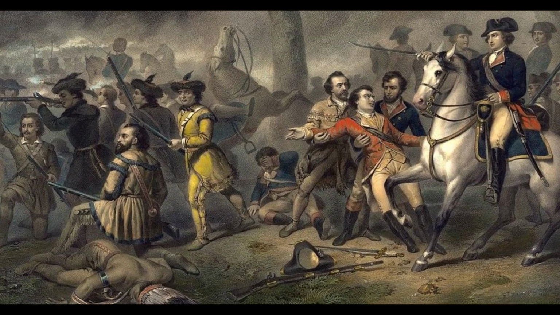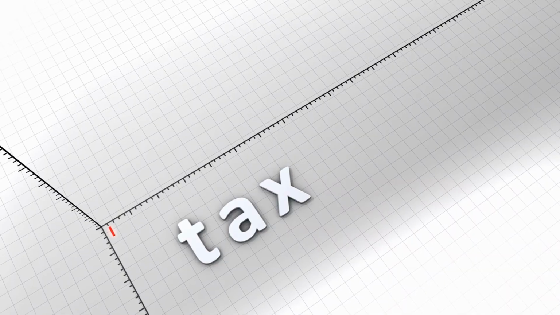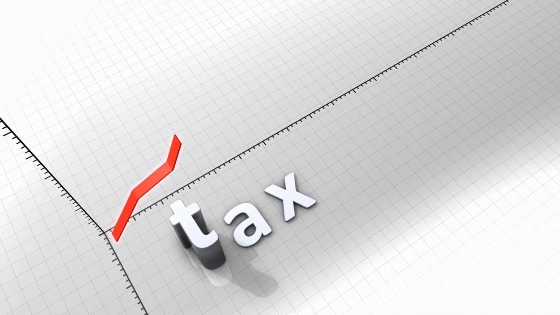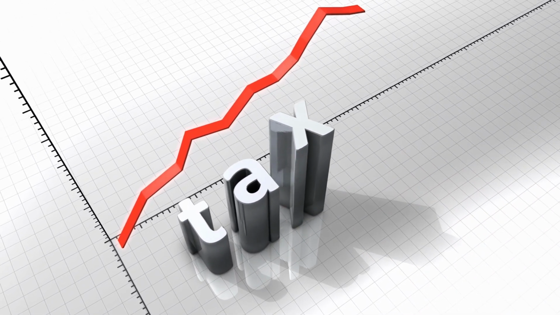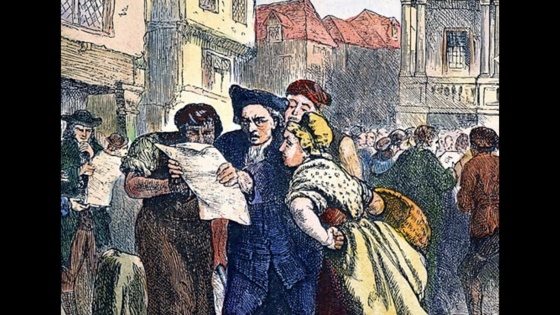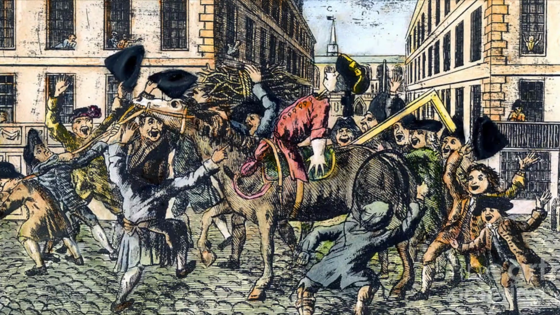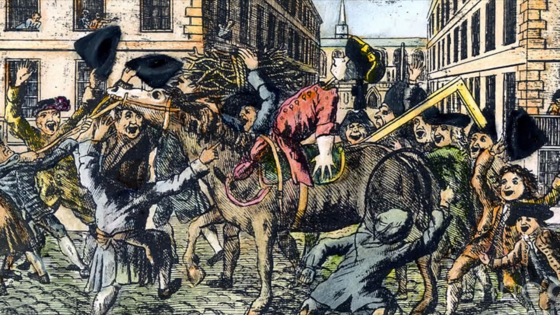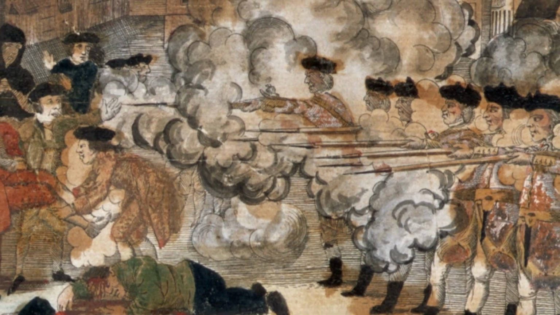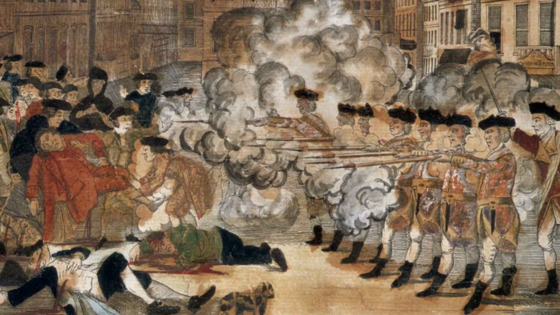Starting back in 1754, the French and Indian War left the British Empire in crippling debt. To recover, they imposed taxes on the American colonies, such as the Stamp Act and the Townshend Acts, to recoup their losses. These measures sparked boycotts and widespread dissent across the colonies. Tensions boiled over in 1770 when British soldiers fired into a crowd of colonists in Boston, killing 5 men in what became known as the Boston Massacre.